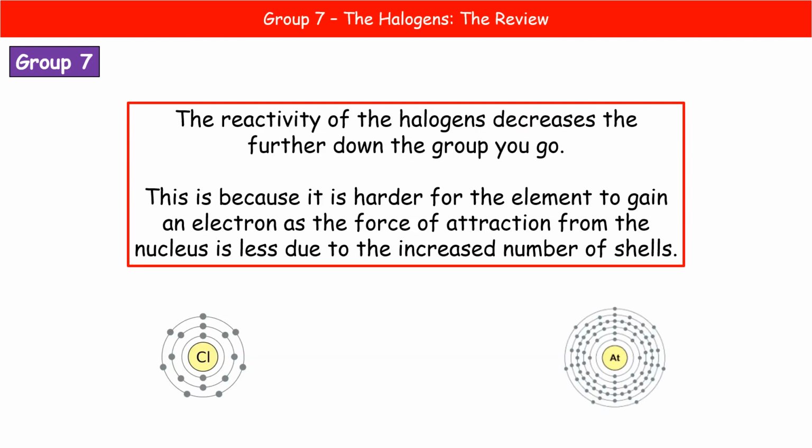The reason that their reactivity is going to decrease as we go further down the group, the opposite to the alkali metals in group 1, is because we need to gain an electron, and as we go further down, we still have more shells, moving it further from the nucleus, meaning the force of attraction is weaker. So if we've got more shells, it's harder to gain that electron, therefore less reactive.